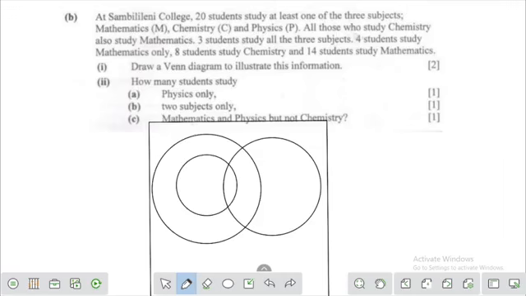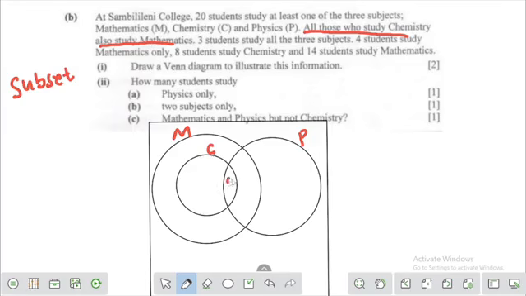Here they said all those who study chemistry also study mathematics. So just by this statement here, it means all the members of chemistry also belong to mathematics. So this means that we are talking about what? A subset. And a subset is a set inside another set. So here we have maths, then this one will be chemistry, and this one will be physics. All those who study chemistry also study mathematics. That's why this will be a subset.